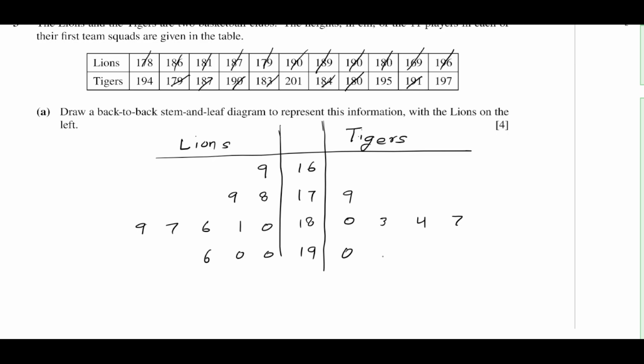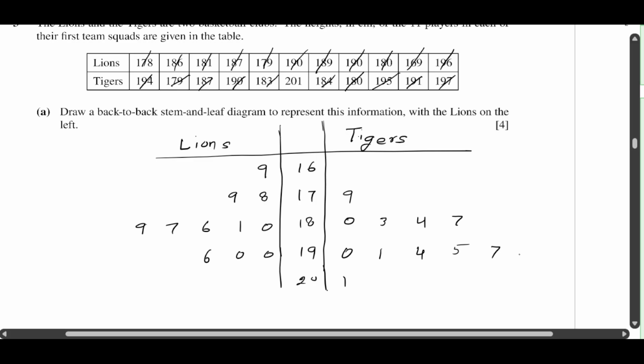Then 191, then 194 and 195, and 197. Okay, 197 is there, 195 is there, and finally we have 201. So 21 on this set. Okay.